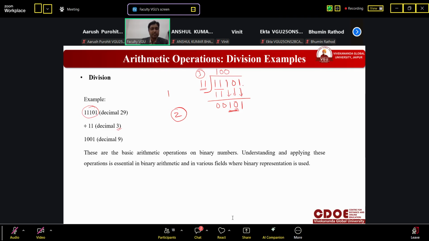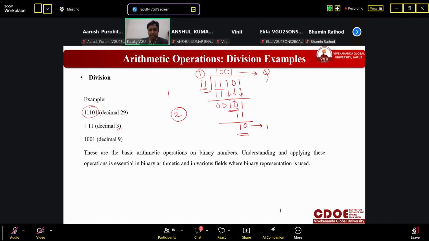Right? So what we will do? It goes 1 time, and we will write 1. And now we will subtract it. 0 minus 1, we will take a borrow, so it will become 1 0. 1 0 minus 1 is 1. Okay, so this is the quotient.